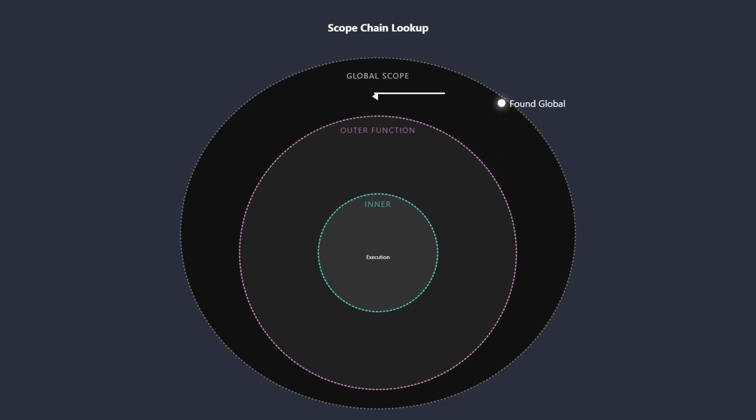Consider a nested function example. The inner function accesses variable A from its immediate parent. It also accesses variable B from the grandparent scope. The scope chain facilitates access to both A and B. Understanding this lookup process is fundamental for debugging scope issues.